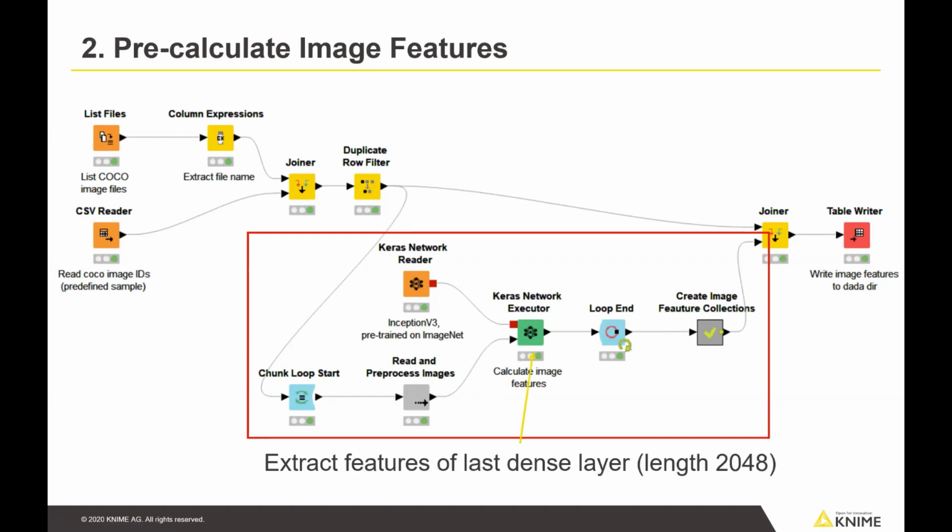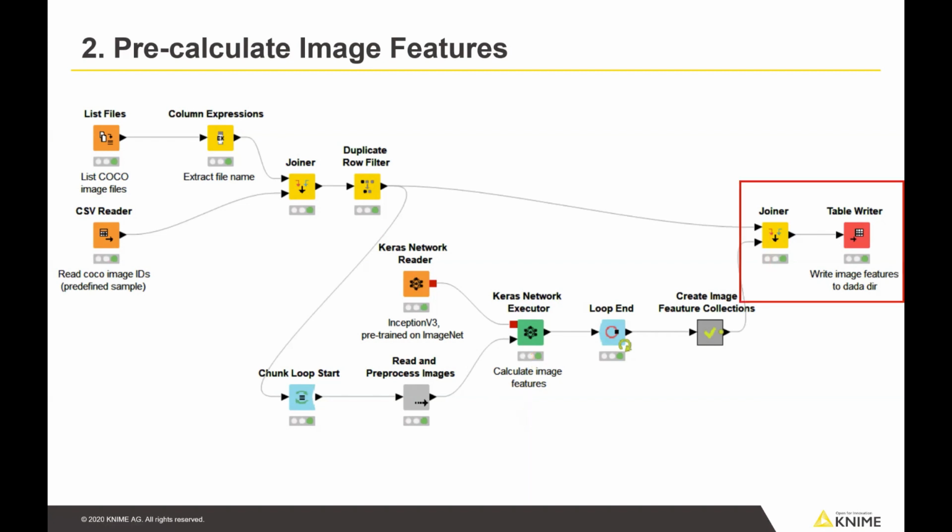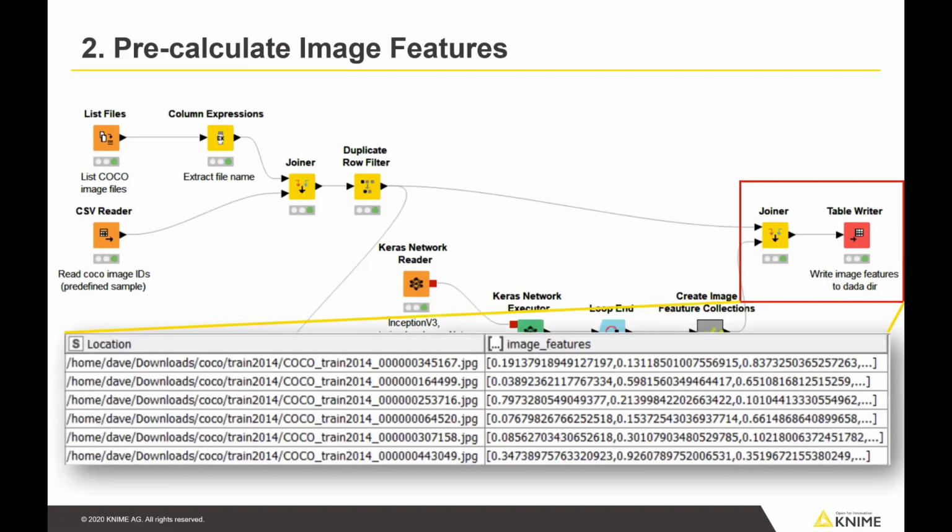In this case, we use the features of the last dense layer, so before the output layer, and this then results in a feature vector with the length of 2048. At last, we just wrap this in a KNIME collection, and the output table that is written to disk by this workflow looks like this. So we have the corresponding image, and then just a big feature vector corresponding to the image.